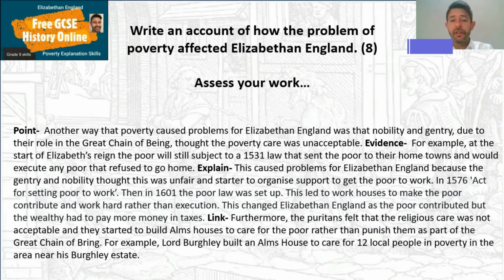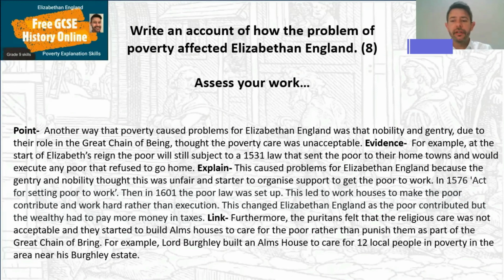So another way that poverty caused problems for Elizabethan England was nobility and gentry, due to their role in the Great Chain of Being, thought that poverty care was unacceptable. For example, at the start of Elizabeth's reign, the poor were still subject to the 1531 law that sent the poor to their hometowns, and would execute any poor that refused to go home. Explaining. This caused problems for Elizabethan England because the gentry and nobility thought this was unfair, and started to organise support to get the poor to work. In 1576, the Act set the poor to work. Then in 1601, the poor law was set up. This led to workhouses to make the poor contribute and work harder rather than execution. This changed Elizabethan England as the poor contributed, but the wealthy had to pay more money in taxes.